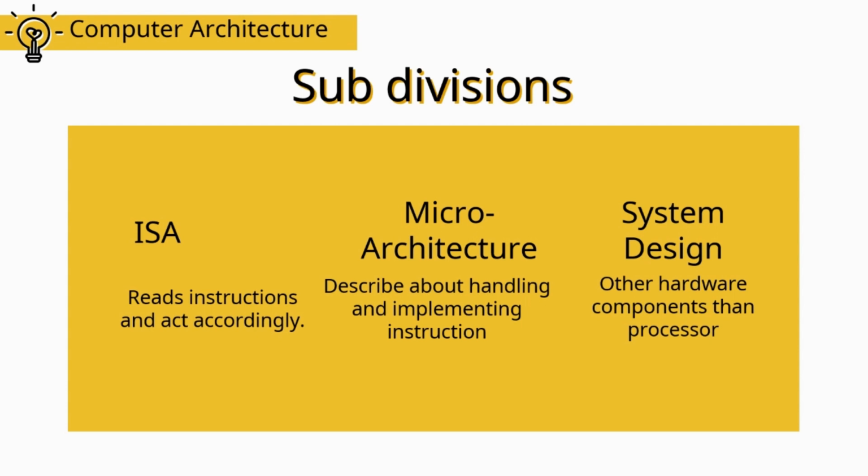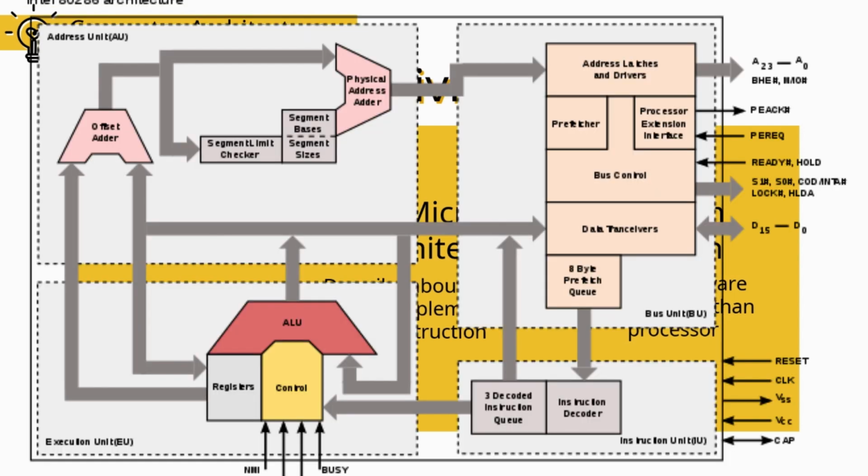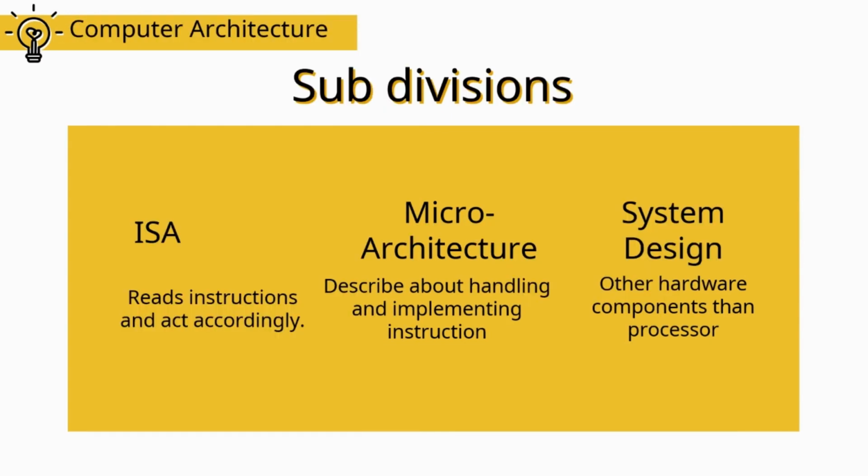Now we have the microarchitecture. Microarchitecture describes the handling and implementing of the instructions. Let's say we have the ALU. How the addition will get performed or how the multiplication will get performed, all these things are defined inside the microarchitecture. When we get some instruction to multiply a and b, how that will get performed, these are all parts of the microarchitecture.